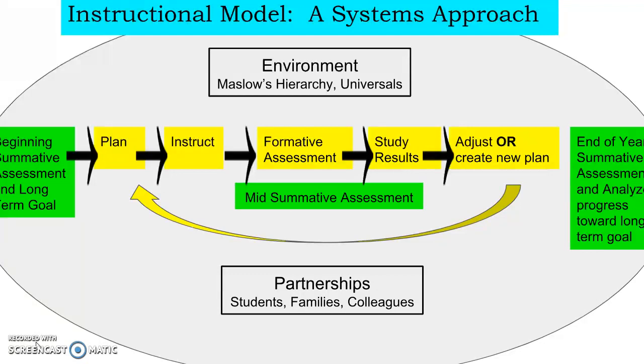The yellow boxes represent short cycles of improvement, each cycle taking approximately 1 to 3 weeks, depending on the needs of your students. Here, you and your students will plan short-term learning goals. You'll instruct using specific high-yield strategies like the ones mentioned in the previous video.